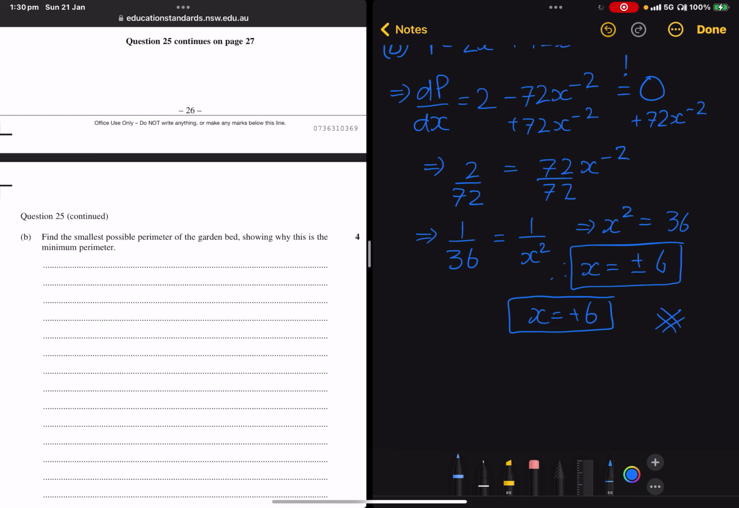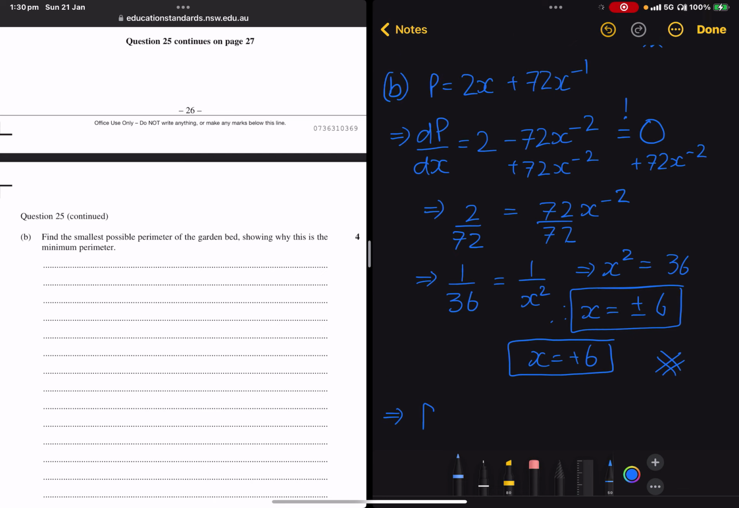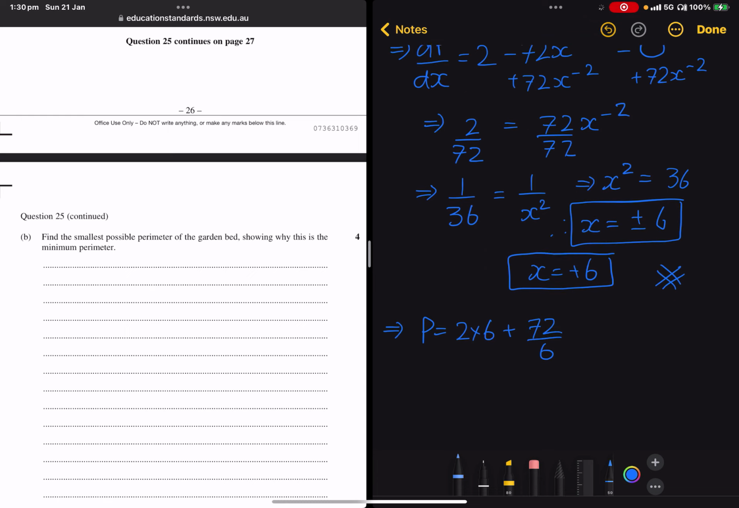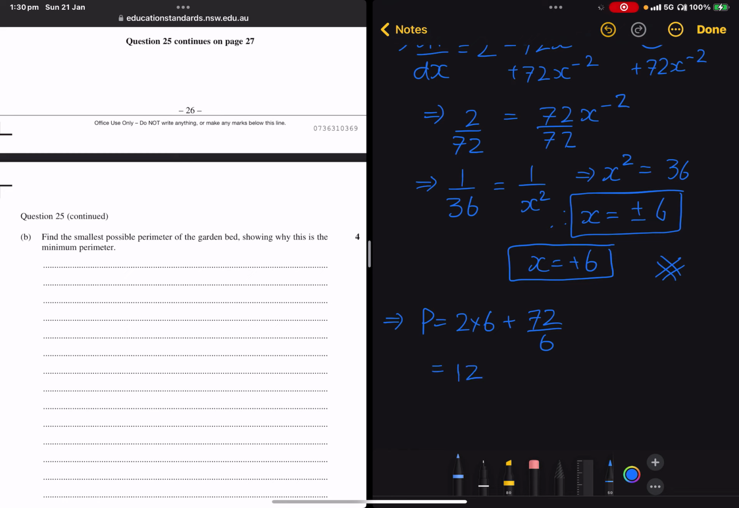So find the smallest possible perimeter. Well, the x value that gives us the minimum or maximum perimeter is going to be x equals 6. So we're going to plug this into the perimeter formula. So the perimeter is 2 times 6 plus 72 divided by 6. 2 times 6 is 12. 72 divided by 6 is also 12. 12 plus 12 is 24. 24 meters.